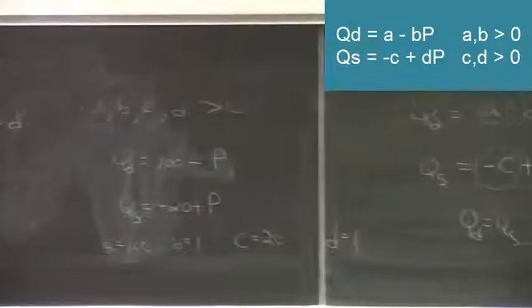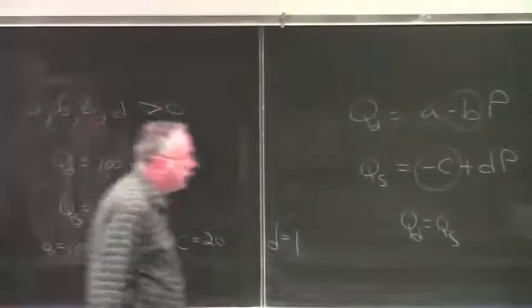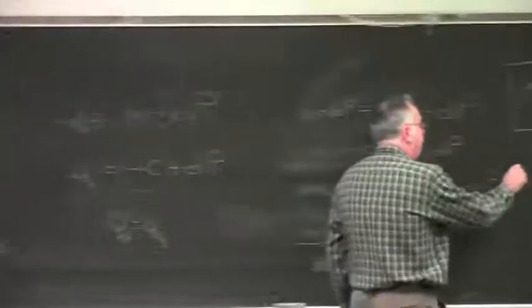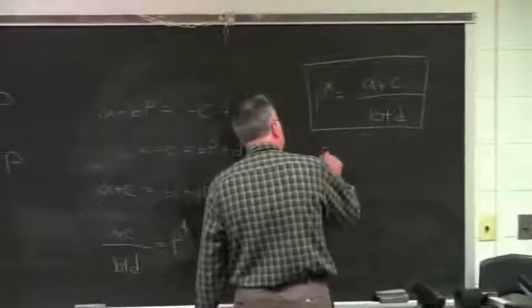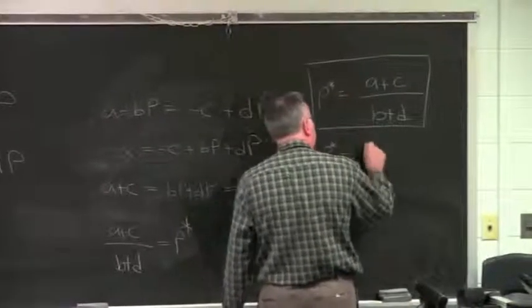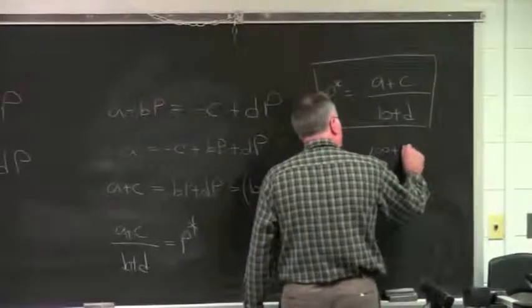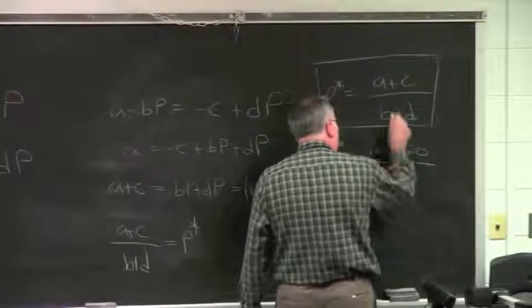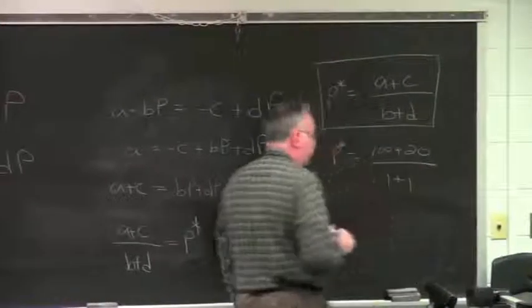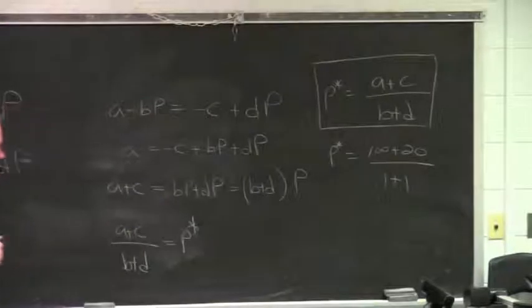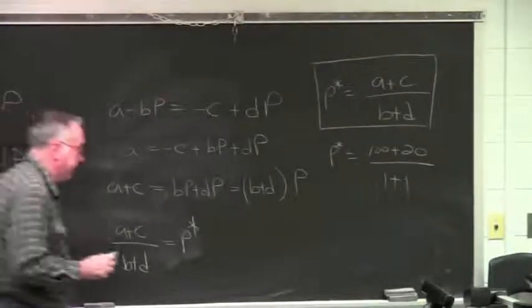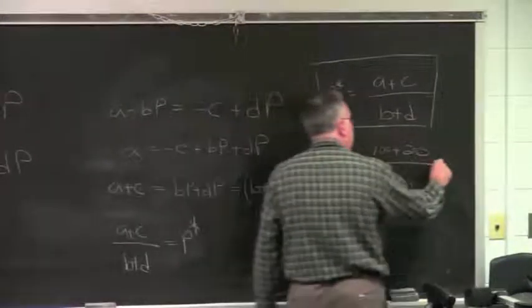So plug in to this formula right here, what do you get? P star then is equal to 100 plus 20 over 1 plus 1. 120 over 2 is 60. And that's the same answer we got yesterday.